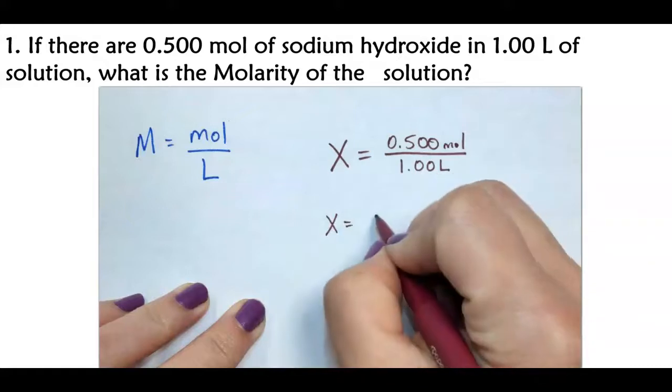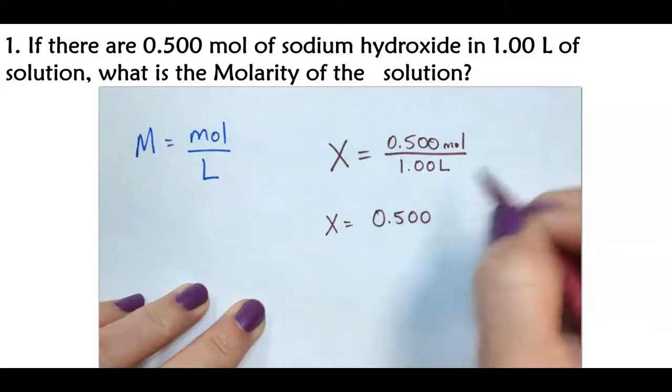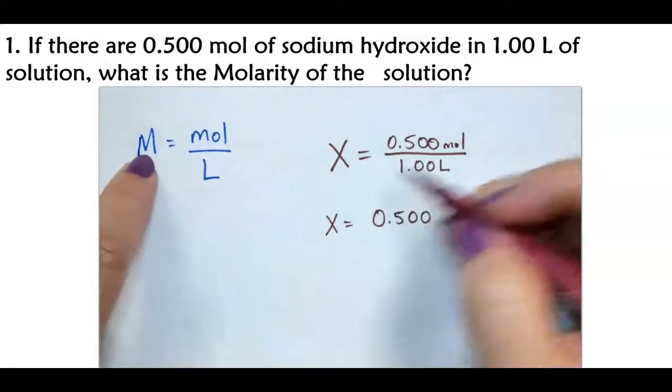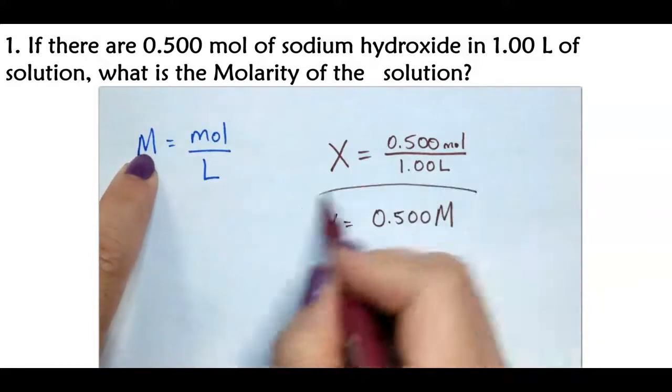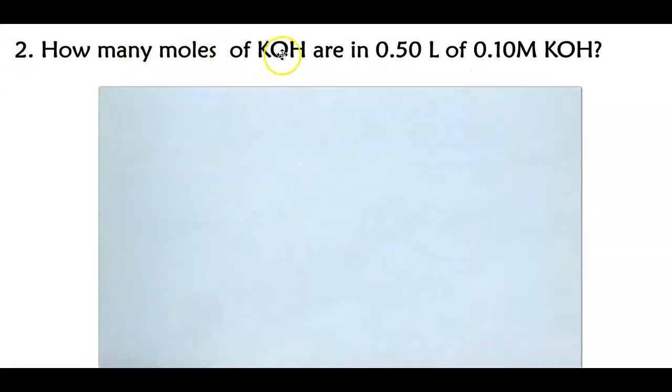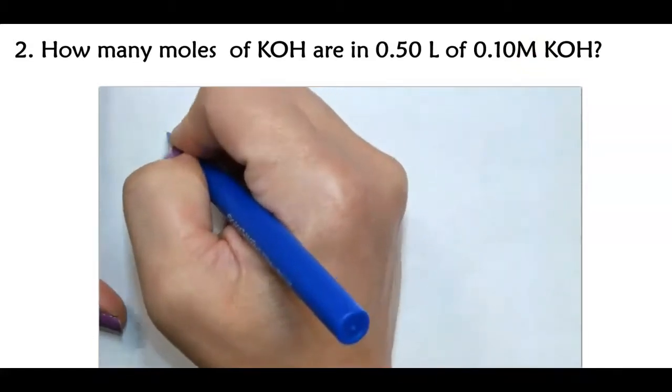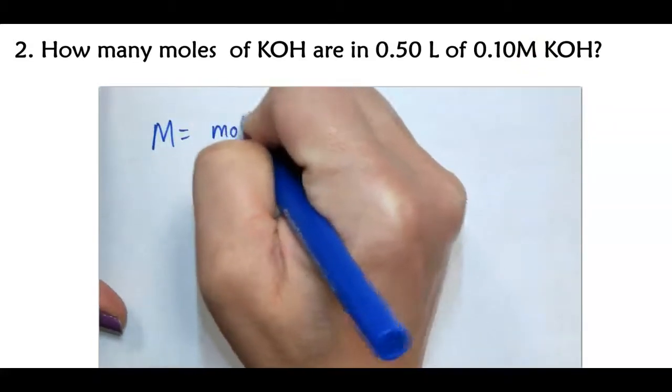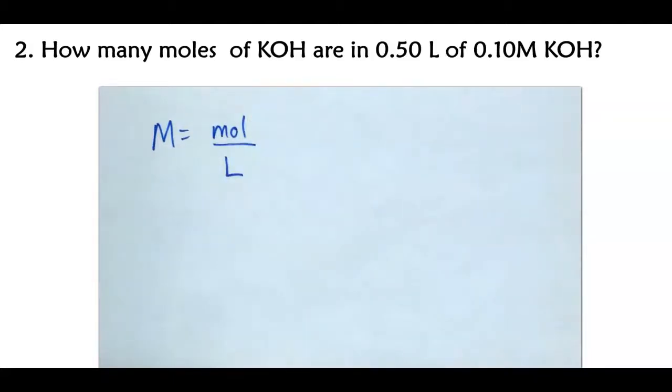So X is going to equal 0.500. And then X is molarity, and so that's a unit of capital M. So this is my final answer for number 1. How many moles of potassium hydroxide are in 0.50 liters of a 0.10 molar KOH solution? So capital M we refer to as a molar concentration. So when you hear me say molar, that's really molarity, but for short. And so my equation again is molarity equals the moles divided by the liters. In this case, they said how many moles.